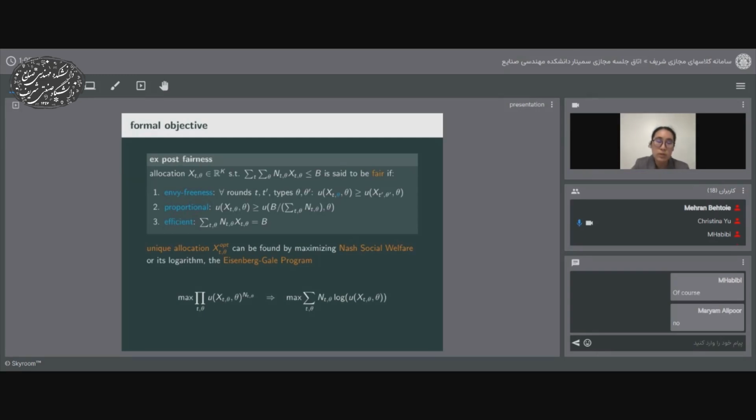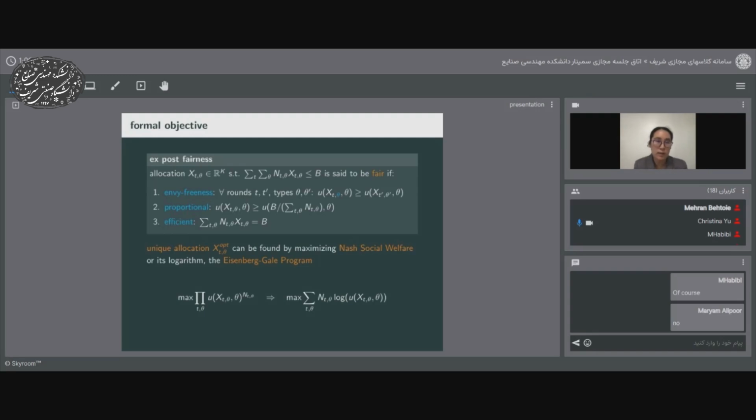And proportional means that the utility the agent has for what was given to him has to be at least as good as the utility of splitting the resources completely proportionally. And the last property we might care for is this notion of efficiency, Pareto efficiency, meaning that all the resources are consumed. So we don't want any waste. So again, these are properties that you might care about for a notion of ex post fairness.